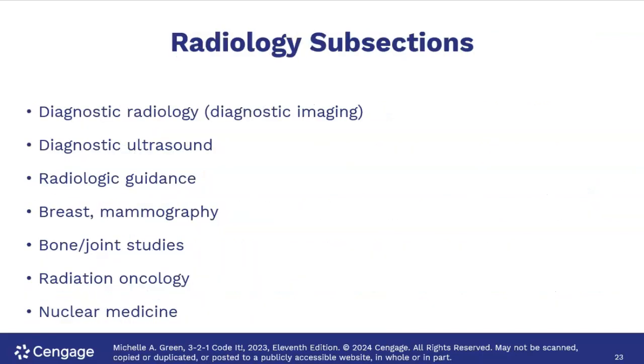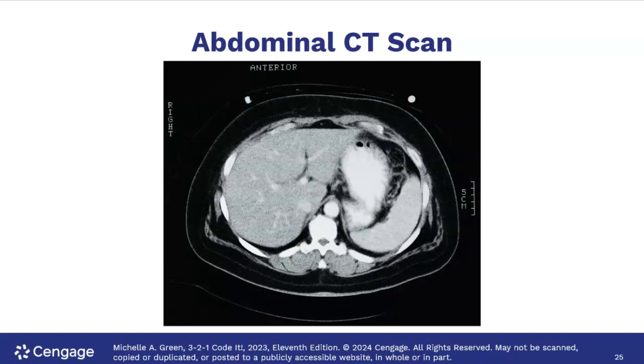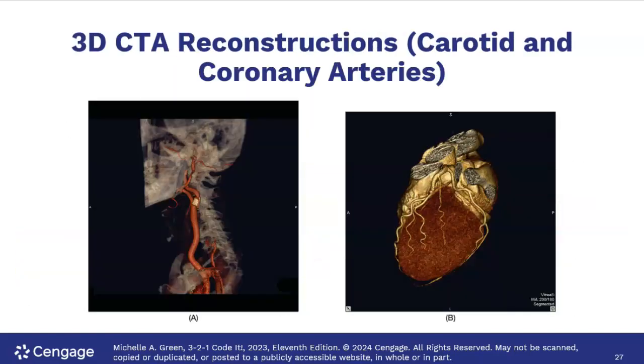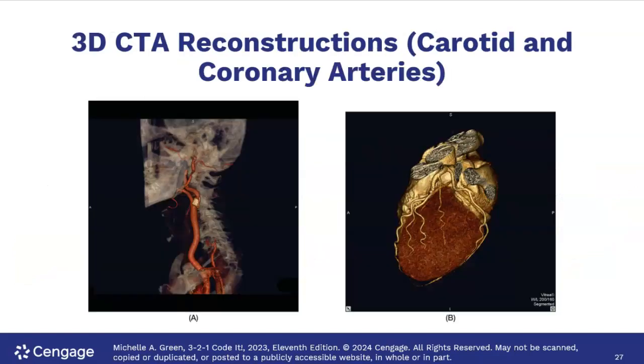Okay, so we go into radiology subsections. Talked about this here. We have diagnostic radiology, and I kind of talked about that. X-rays, goes into ultrasound, mammography, bone joint studies. There's a lateral chest X-ray, abdominal CAT scan, a CT. It shows you the different planes that they do it. Reconstruction.